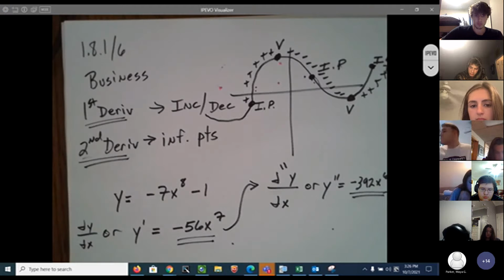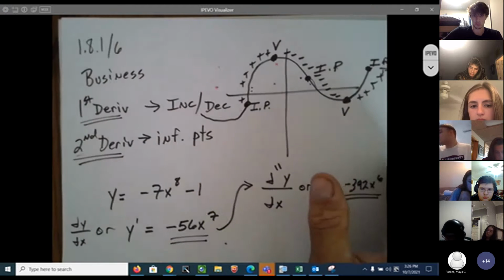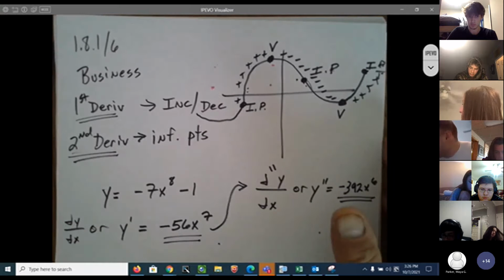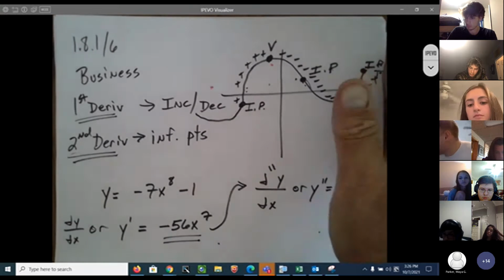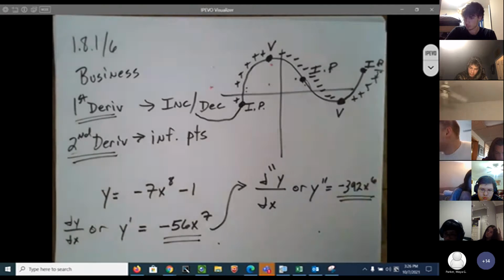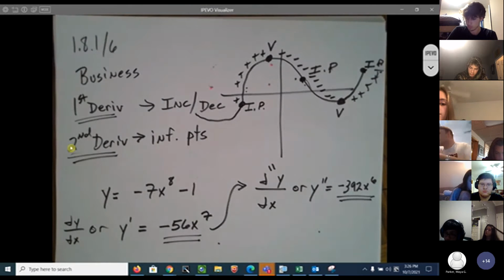And that's all you're doing in 1.8 is finding multiple derivatives, which actually is a pretty good drill for the power rule, because that's all you do over and over and over.